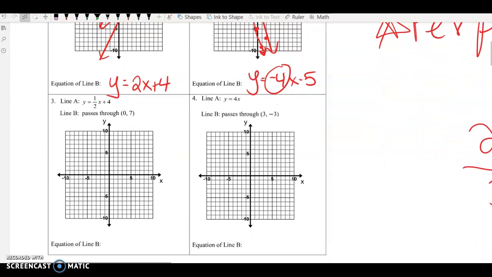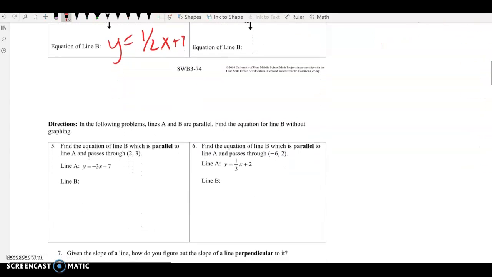Okay, number 3, line A starts at 4 on my y-intercept. Slope is 1/2, so up 1 over 2, up 1 to the right 2. And I'm going to continue this the other way as well. Here's my line. Line B passes through 0, 7. Slope is up 1 over 2. So my equation then, slope has to be the same, is y equals 1/2 x plus 7. I'm going to have you go ahead and do number 4 on your own, and I'm going to hop back in here down below.